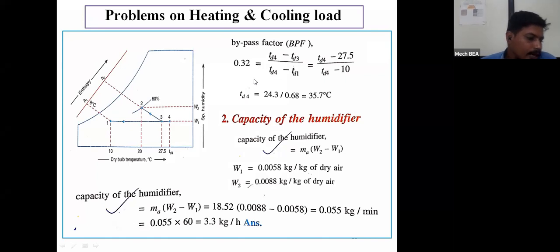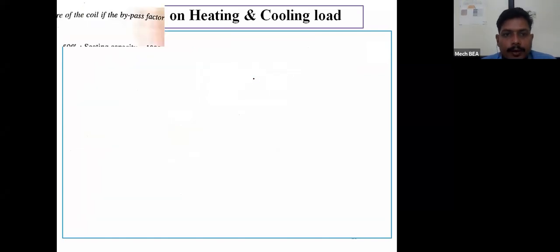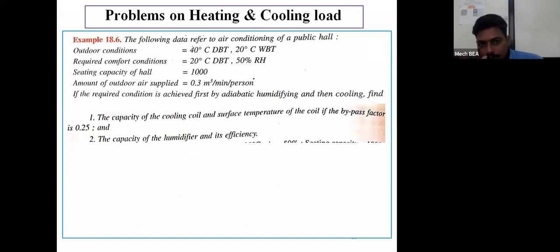So time is 11:55. Okay. I will show the problem. The following data refer to an air conditioning of a public hall. Outdoor conditions are 40 degrees centigrade dry bulb temperature, 20 degrees centigrade wet bulb temperature. Required comfort conditions are 20 degrees centigrade dry bulb temperature, 50% relative humidity. The seating capacity of the hall is 1000, and the amount of outdoor air supplied is 0.3 meter cube per minute per person.